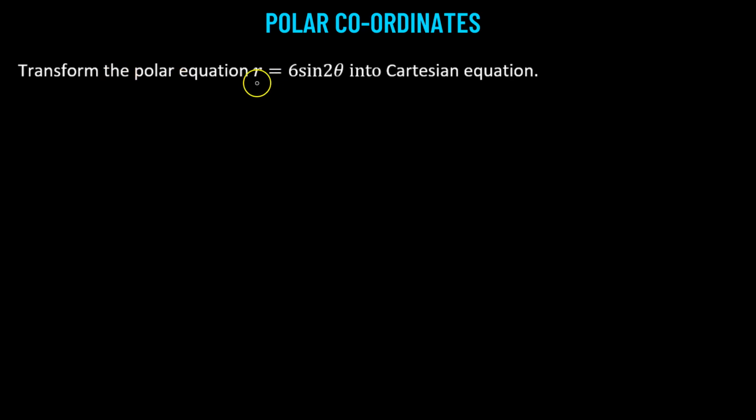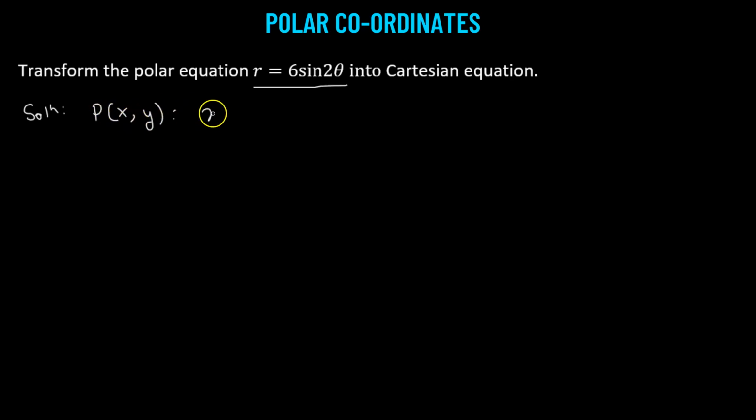In this problem, we are provided with a polar equation r equals 6 times sine 2 theta. Our goal will be to transform the given polar equation into its Cartesian equivalent. So let us begin. We'll start by first considering a point whose Cartesian coordinate is given by x, y.